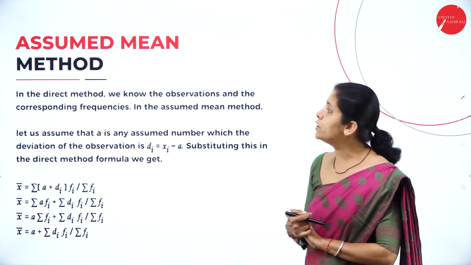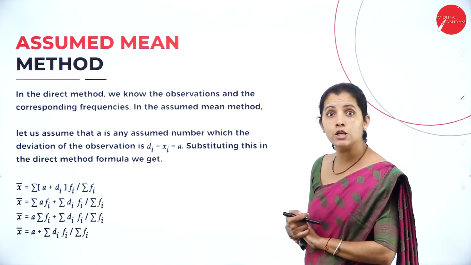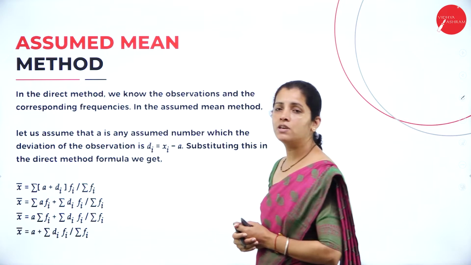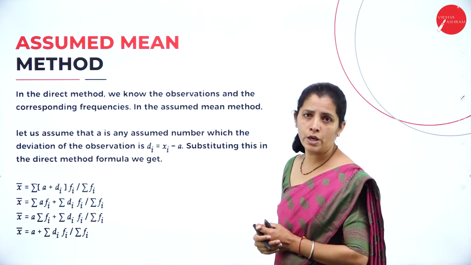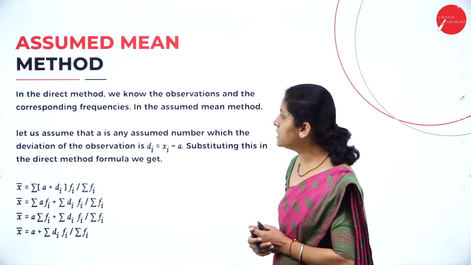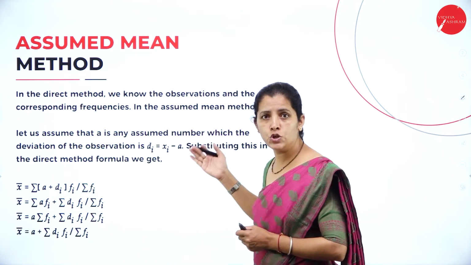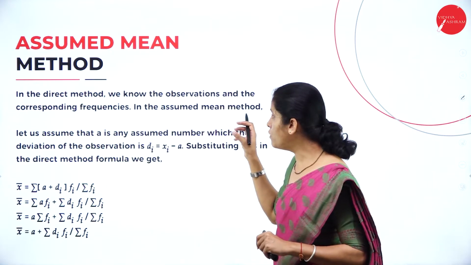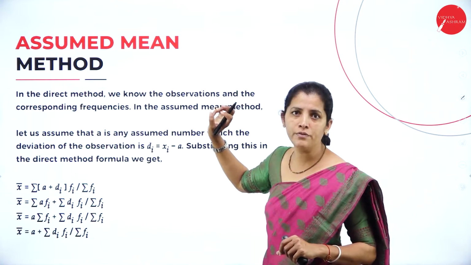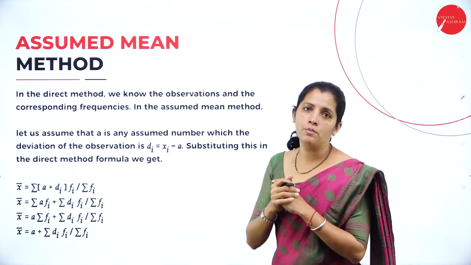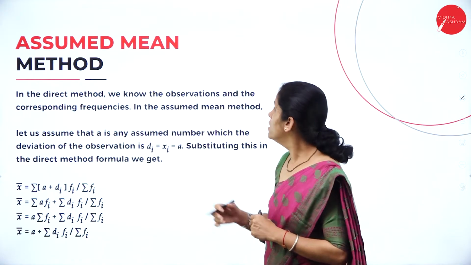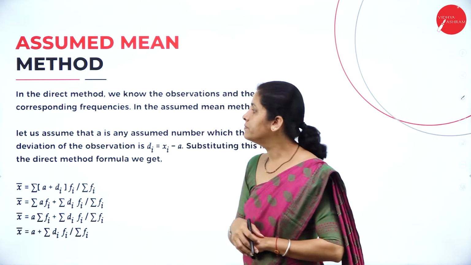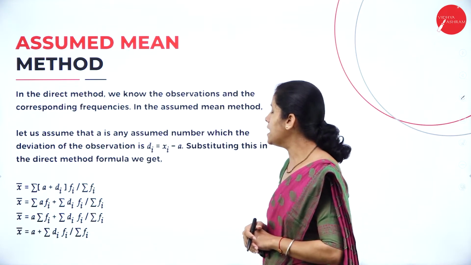Now, dear student, I am going to have another method that is known as the assumed mean method. In the direct method, we know the observations and the corresponding frequency. In the assumed mean method, we have to assume the mean. In the direct method, I focus on the observation as well as the corresponding frequency, but in the assumed mean method, I am just going to assume a number. Now, let us assume that A is any assumed number.